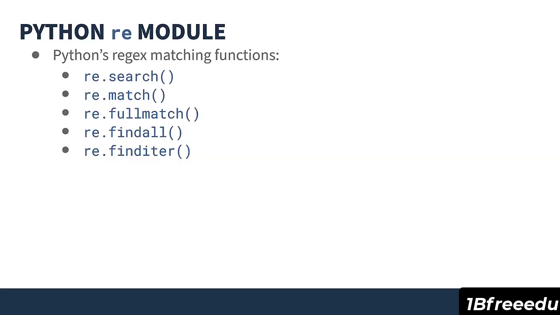Python provides 5 mechanisms for straight pattern matching. Search looks for the regular expression inside of a string. Match looks for the regular expression at the beginning of the string. Full match looks for the regular expression matching the entire string. Findall returns a list of matches, and finditer returns an iterator of matches. The first 3, search, match, and full match, return match objects. Findall and finditer do not.